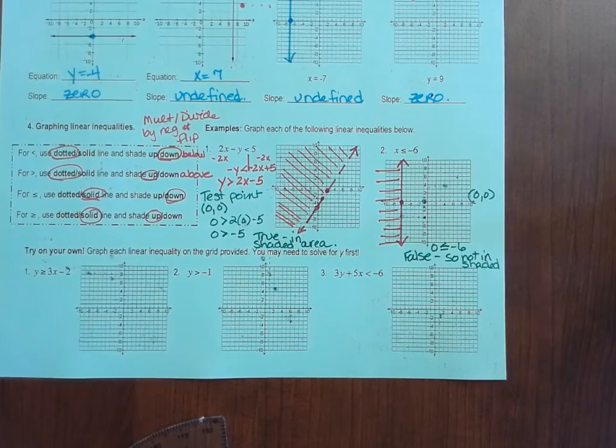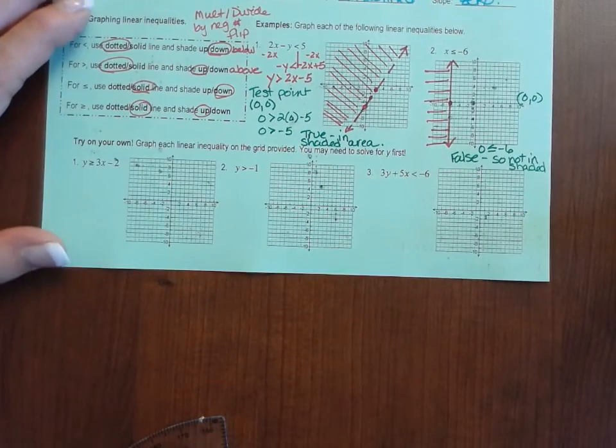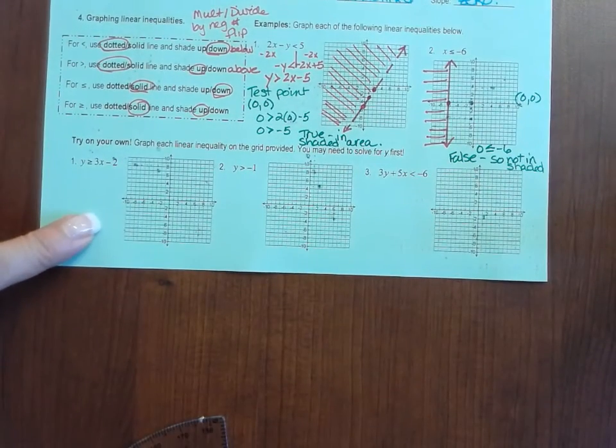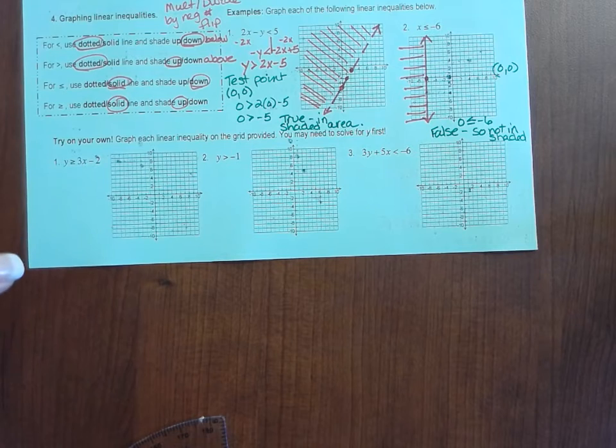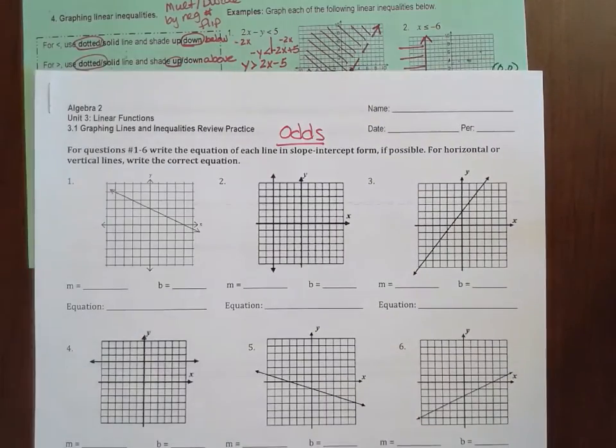How do you feel about these? Good? All right. Have you tried these 3, the bottom? Let's try those. Then, once we check those, we can work on our practice, which are going to be the odds.